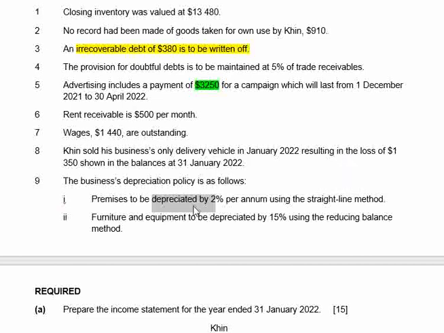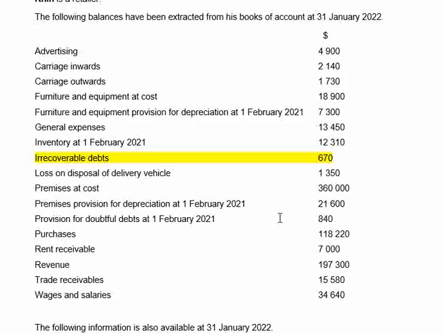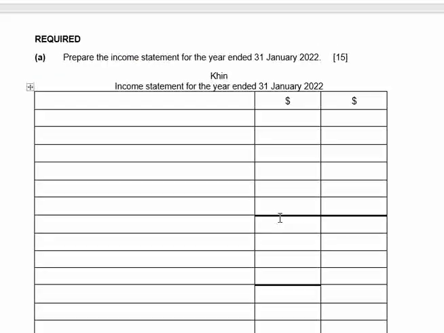First of all, this is depreciation of premises, which is of 2%. And then we have this furniture and equipment, which is of 15%, but through reducing balance method. Now we are good to go. We have read all the question part. Now we will solve this.